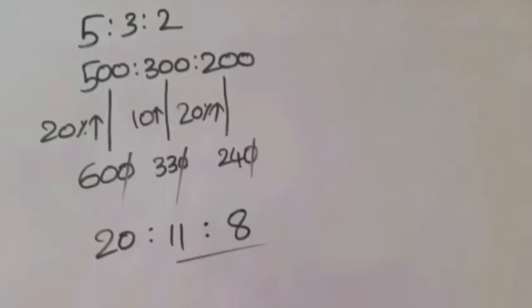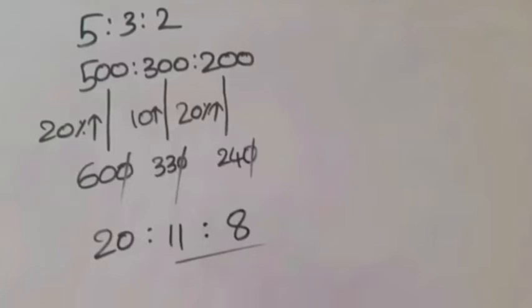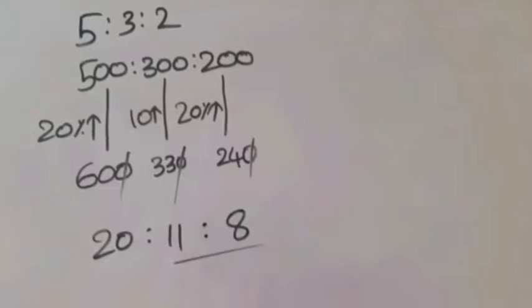So let's treat 5 is to 3 is to 2 as 500, 300, 200. So there is an increment of 20%, 10%, 20% respectively. In 500, 20% means 100. So 500 plus 100 is going to be 600, and in 300, 10% is going to be 30. So 300 plus 30, 330. In 200, 20% is going to be 40. So 200 plus 40 is going to be 240.